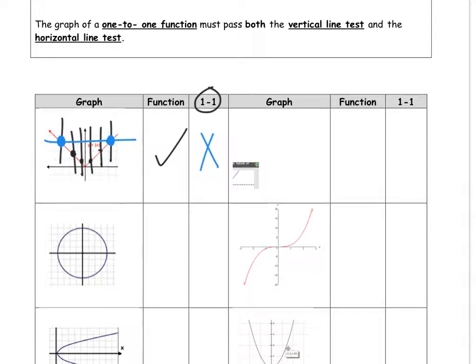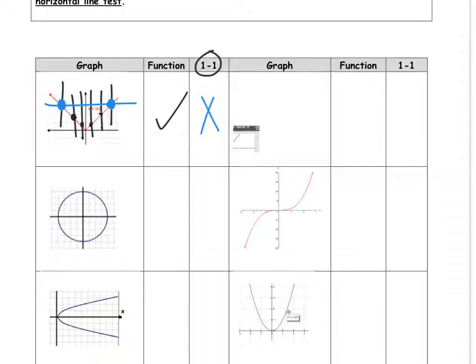Okay, let's look at the second example. Is this circle a function? Well, let's see. If I draw this vertical line, it hits 2 times. So definitely not a function. And like before, if it's not a function, it cannot be a one-to-one function. So that's out. How about the third one? Draw this line, hits twice, so not a function, can't be a one-to-one function.